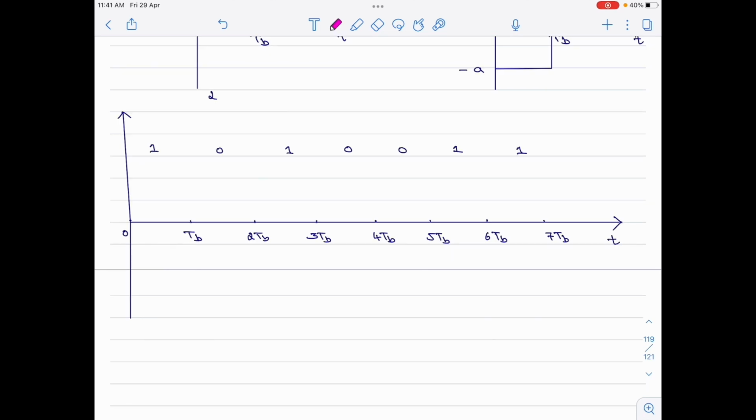Right. The first bit here is a bit 1, so I will be transmitting a pulse of amplitude A and duration 1 TB. The second bit is a bit 0, so I will be transmitting a pulse of amplitude minus A but duration 1 TB. This principle is repeated for the rest of the bits.